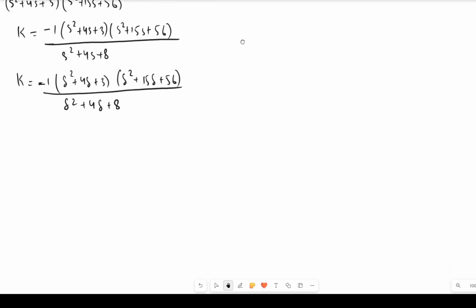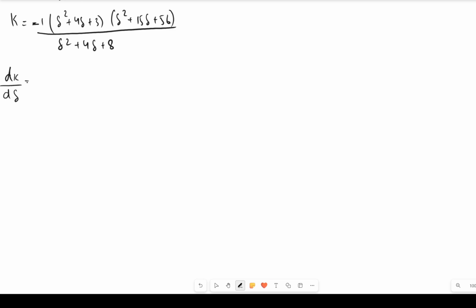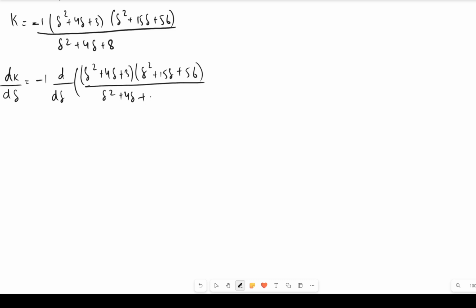Okay, now we'll take the derivative of this k with respect to sigma and we'll put that equal to 0, which basically means take the derivative here, we'll take minus 1 outside, d by d sigma, and you take the derivative of this whole thing, sigma squared plus 4 sigma plus 3 times sigma squared plus 15 sigma plus 56 divided by sigma squared plus 4 sigma plus 8. And we put this equal to 0.